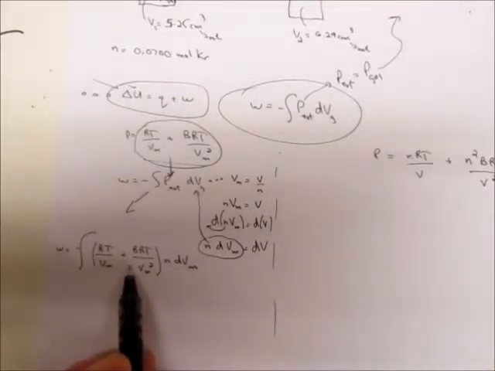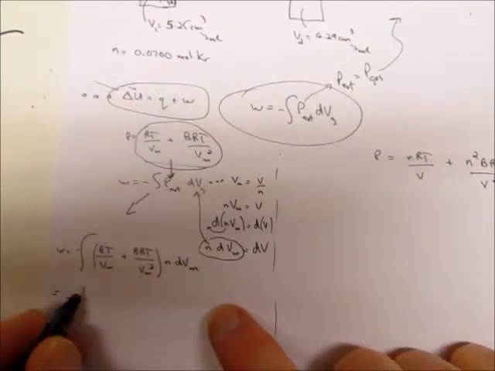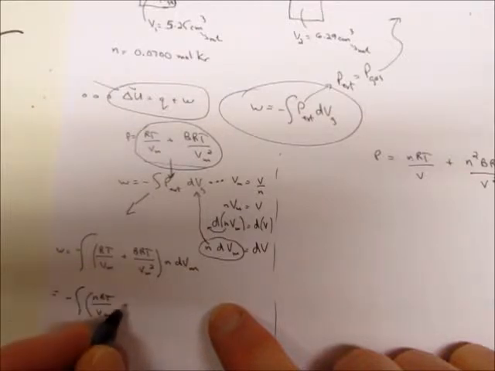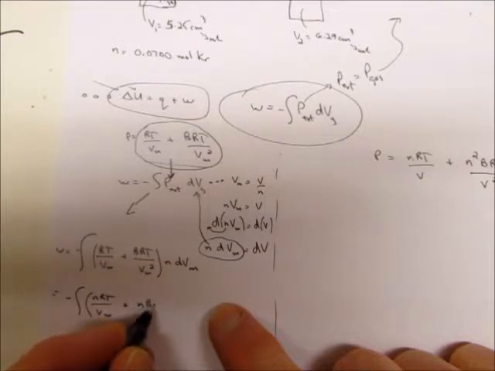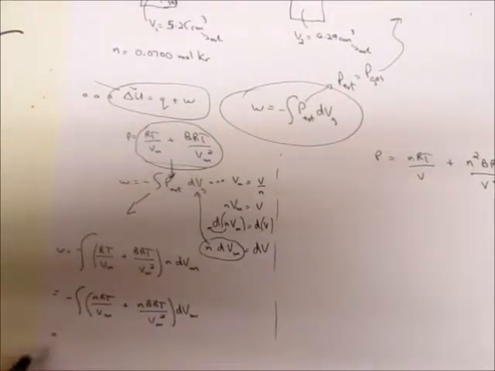Now this n gets distributed into each of the terms. And the other way of looking at it too, well, I'll distribute it in. So we'll go show a couple steps here. So you would get nRT over Vm plus nBRT over Vm squared dVm. So I'll go one more step and then I'll let you guys finish this out.